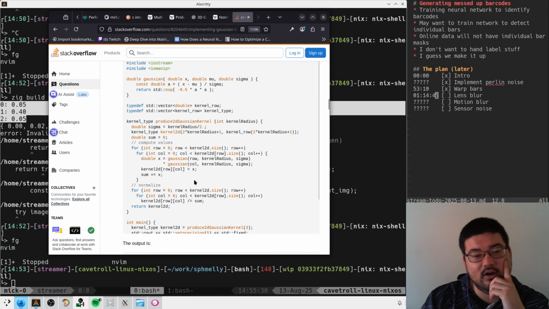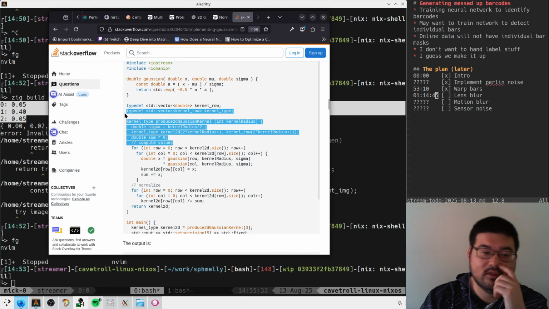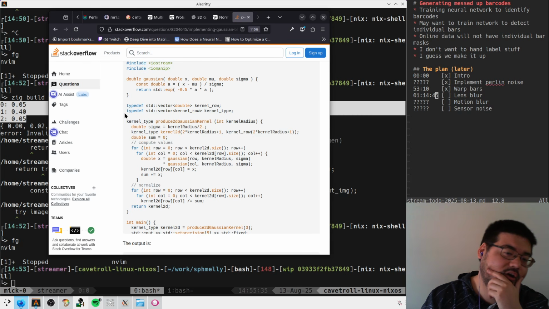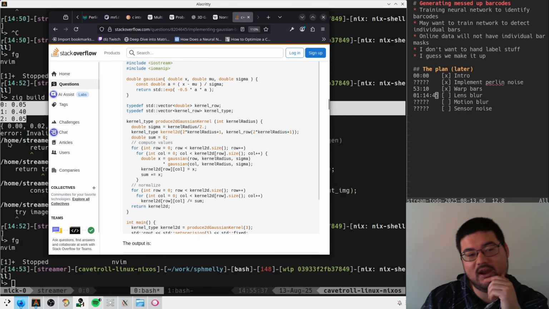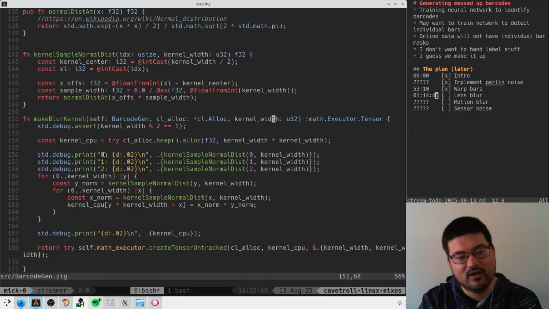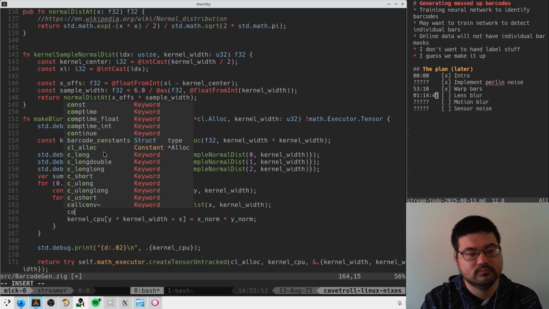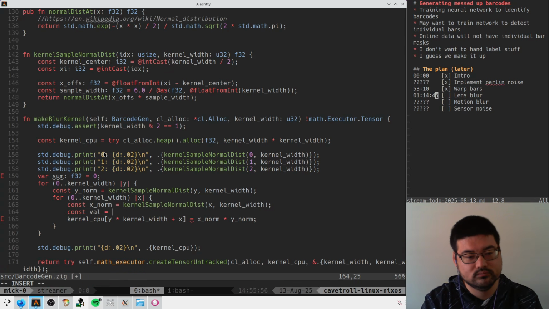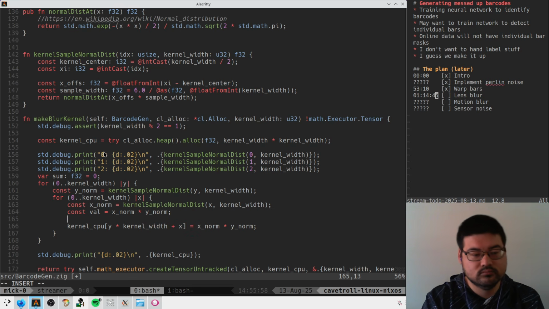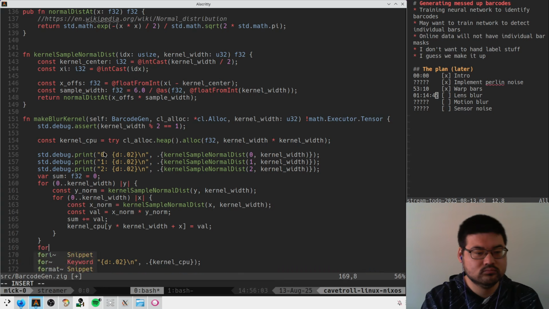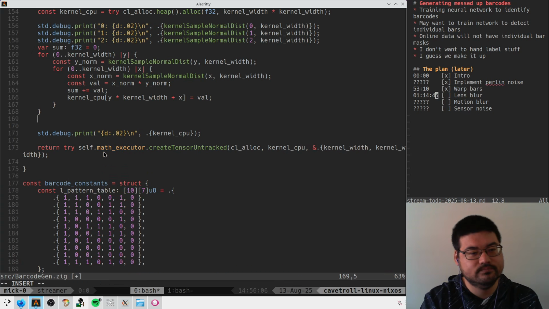Ah, this is clever. So he's calculating the sum and dividing by that at the end, kind of saying like, this thing is not normalized to 1, but you can normalize it to 1. That is not crazy. Not crazy.